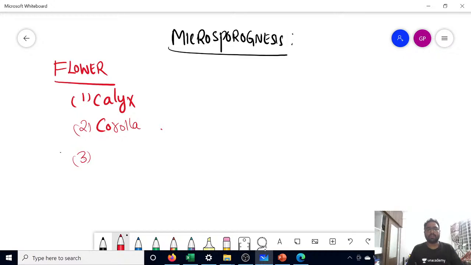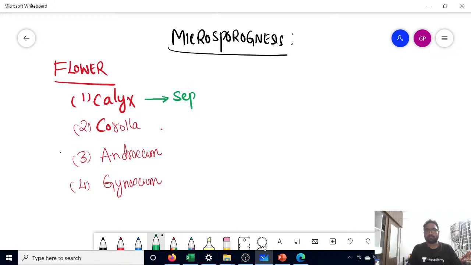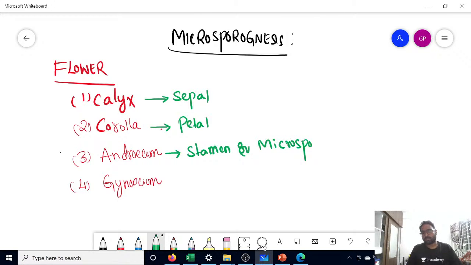And third whorl called androecium. Fourth whorl we will call it a gynoecium. Fourth whorl we call it what, students? Gynoecium. So here the calyx is also called sepal. Corolla is also called petal. Androecium is also called stamen or microsporophyll. Gynoecium is also called pistil or megasporophyll.